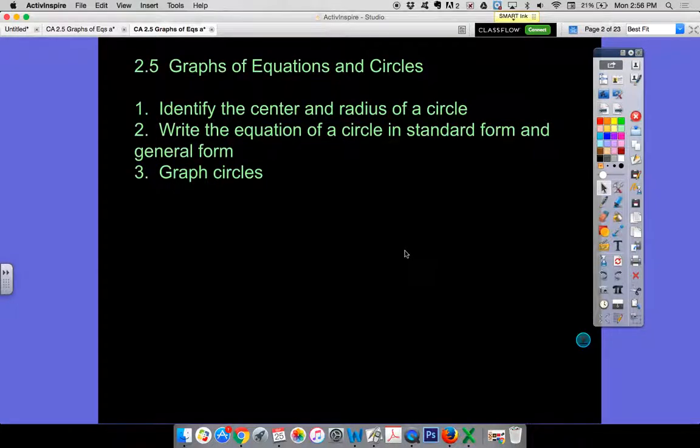All right, this is our college algebra section 2.5, the graphs of equations and circles. So it really is just the equations of circles and how to graph them. We're going to look at basically three components: how you identify the center and radius of a circle and work with standard form, then we're going to swap back and forth between standard and general form, and we're going to end with graphing circles.